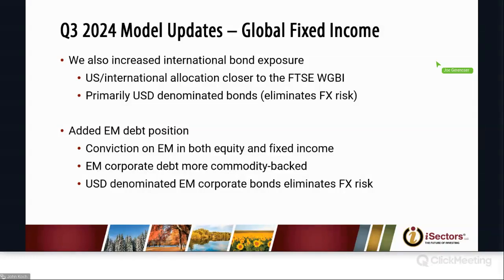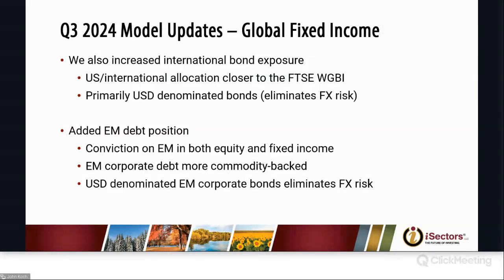Given that we have conviction on emerging markets on the equity side of things, it only made sense to add a small portion to the fixed income side as well. And like you said, Vern, EM companies and EM corporate debt is more commodity backed than the service driven developed international countries, where they're much more leveraged, much more driven by financials and derivatives. So we felt comfortable adding EM debt to the model.